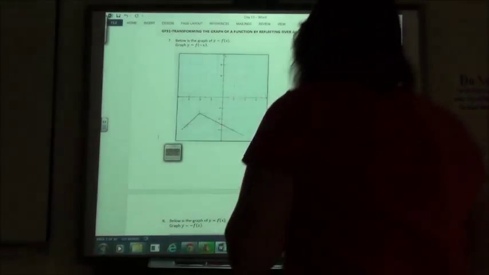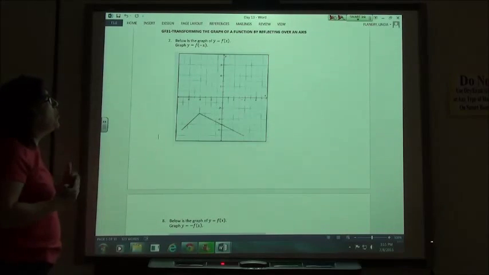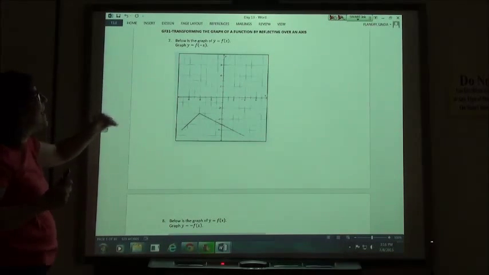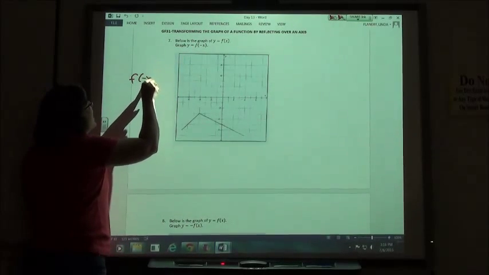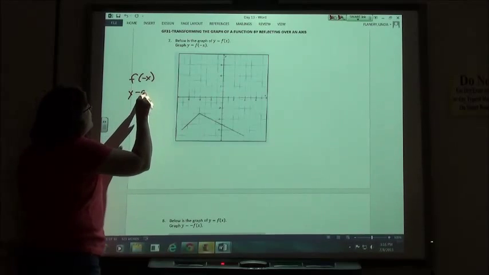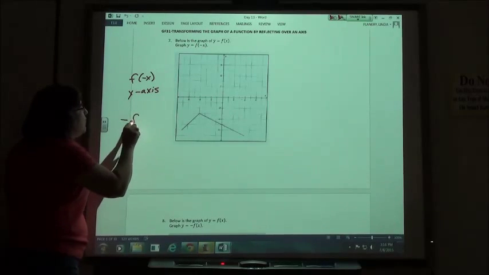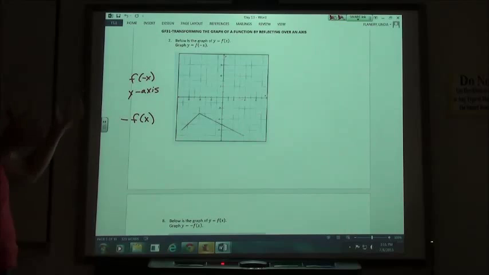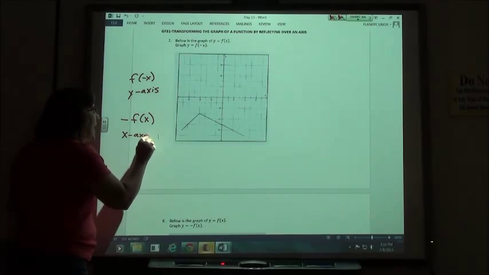So 7, 8, and 9 are transforming the graph of a function by reflecting over an axis. Depending where the negative sign is, it's either going to reflect across the y-axis or across the x-axis. So if the negative is on the inside of parentheses with the x, that is going to reflect it across the y-axis. If the negative is in front of your function, like when we had -3 times the absolute value of something, I said it was going to flip it upside down, that's going to reflect it across the x-axis.